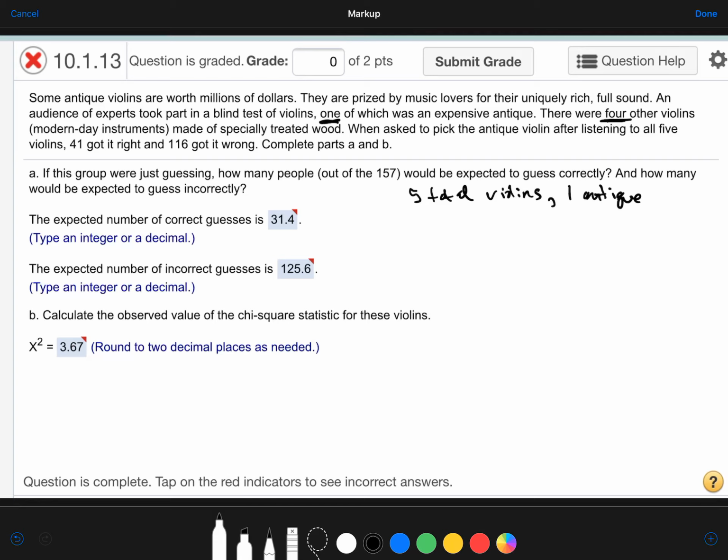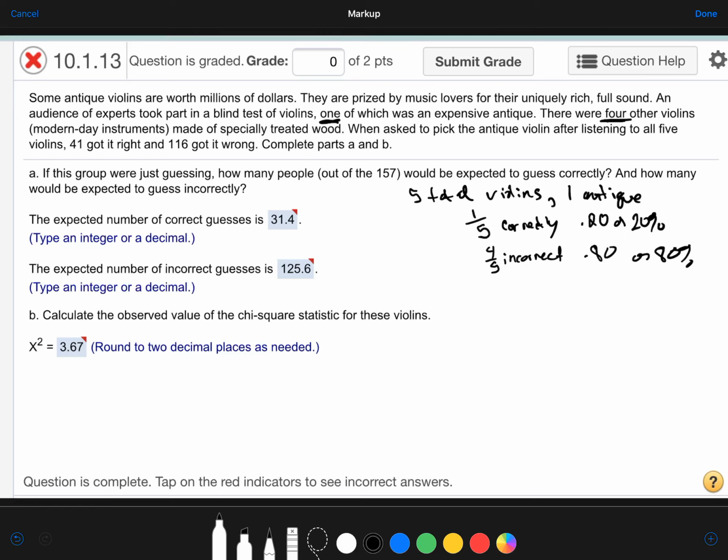Because there are 5 of them and one's antique, that means there's a 1 in 5 probability of me guessing it correct, or 20%, so 0.20 or 20% chance of getting it correct. Then that means 4 out of the 5 are incorrect, which is the same as 0.80 or 80%.